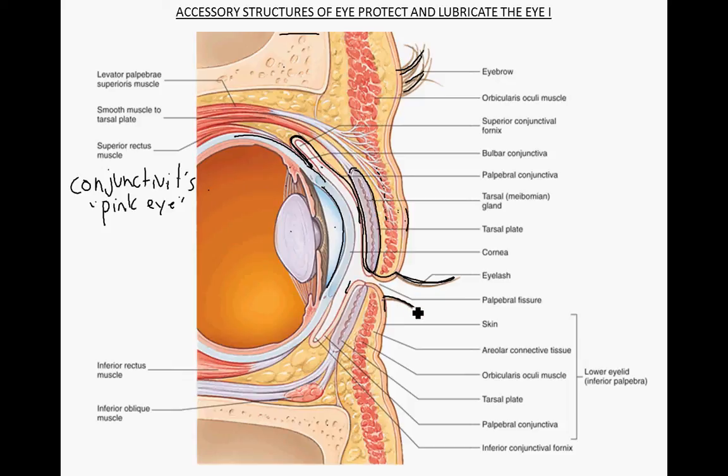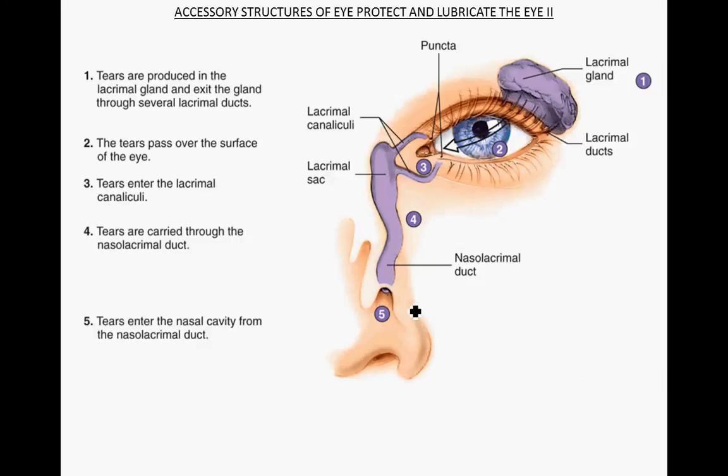Moving to a more anterior view of the eye, you have a gland called the lacrimal gland that sits superior and lateral to the eye. So here's the lacrimal gland up here, superior and lateral to the eye. And this lacrimal gland is an exocrine gland, and it secretes tears.